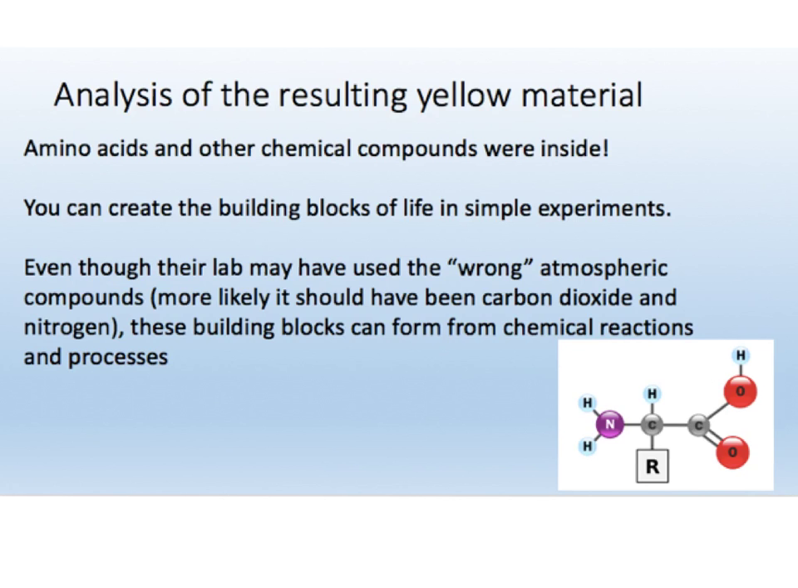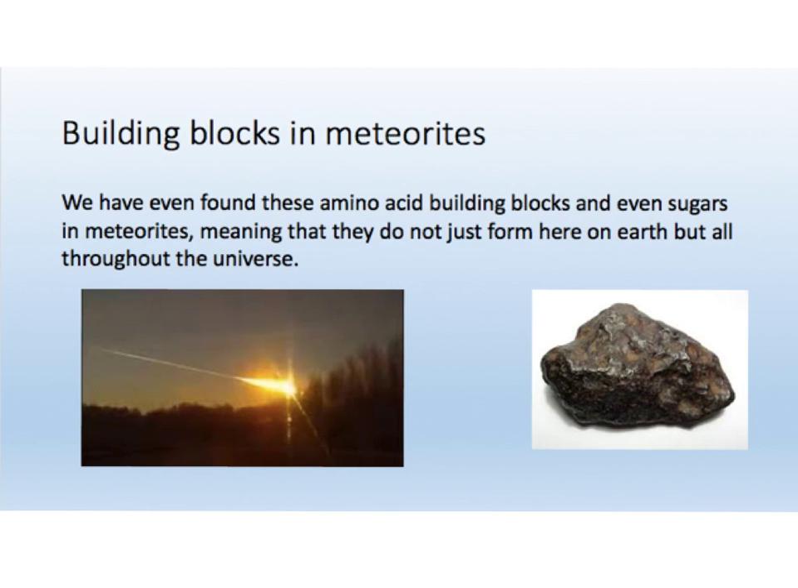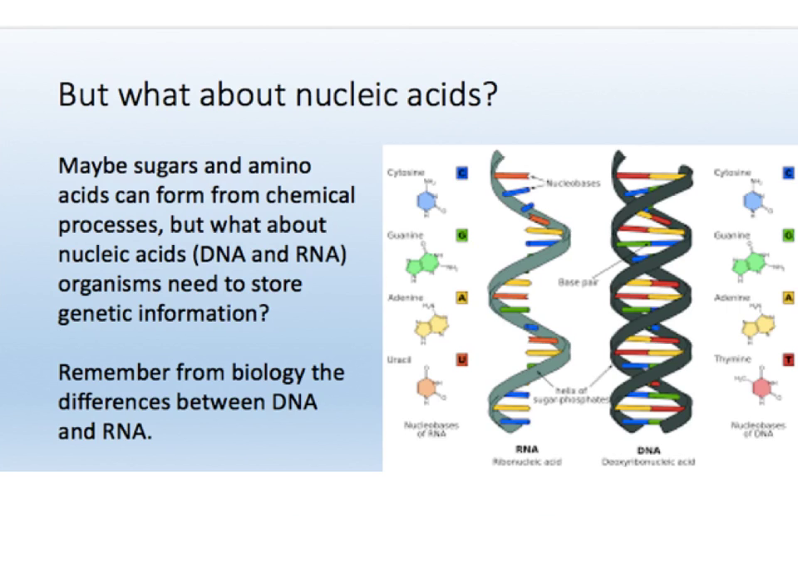Now, even though now we believe that they used the wrong atmospheric compounds, that rather than some of the gases that they used, it should have been carbon dioxide and nitrogen, it does show that these building blocks can form from chemical reactions and processes. And these building blocks actually are found present in meteorites. We found sugars, we found amino acids, and we found all sorts of other building block type materials in different meteoritic samples, meaning that they don't just form here on Earth, but all throughout the entire universe.